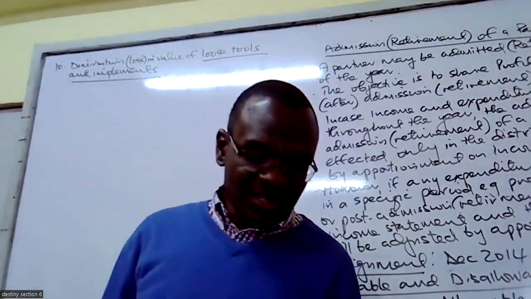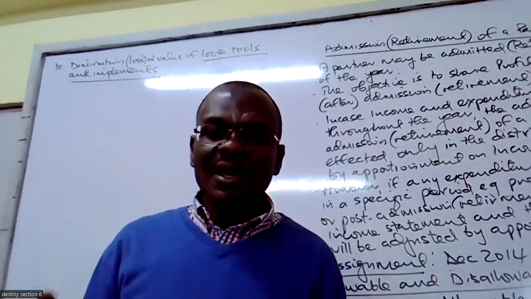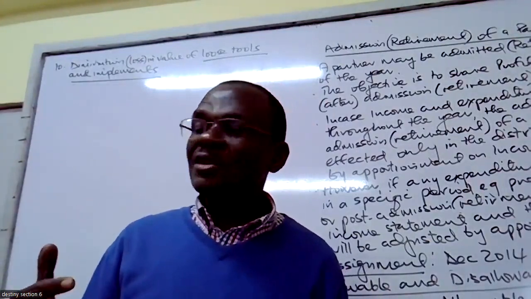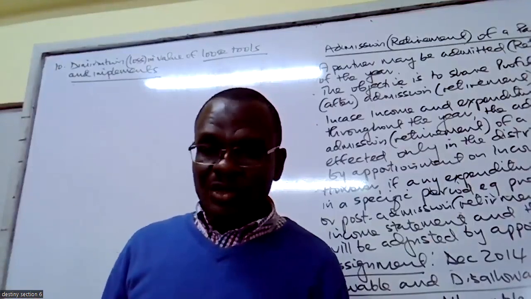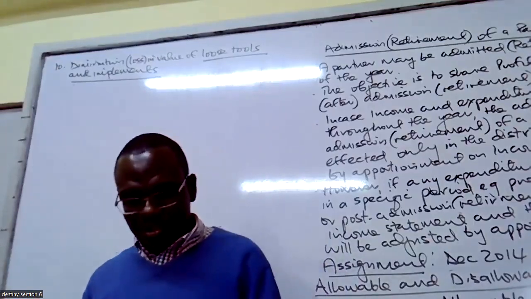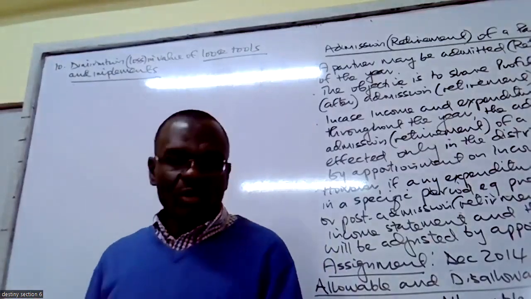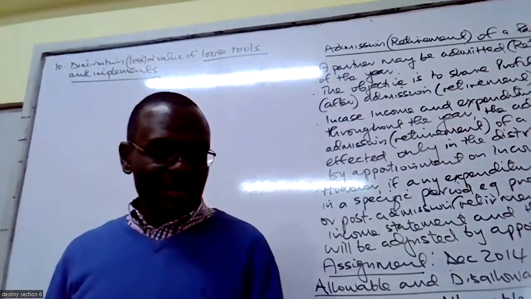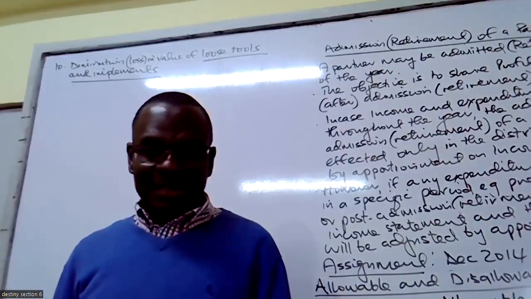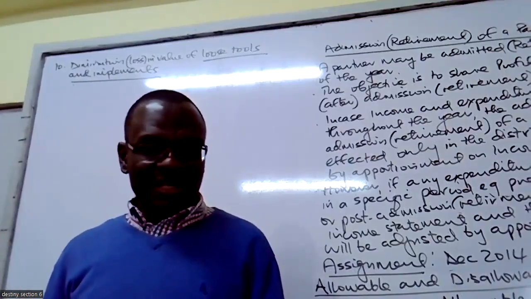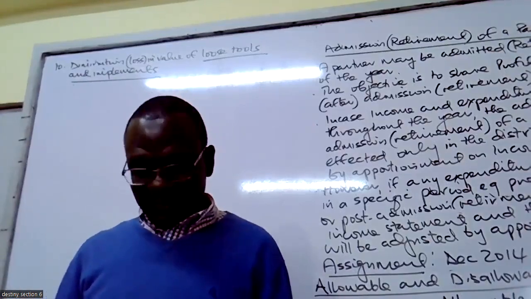So annual subscription fees paid to a trade association such as Kenya Chamber of Commerce and Industry, Kenya Association of Manufacturers, or Federation of Kenya Employers shall be allowed as an expense. So that is number 11.